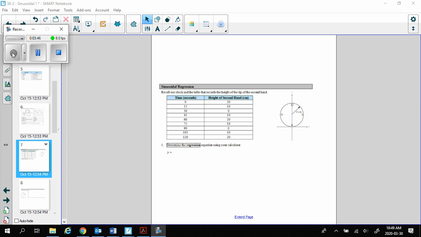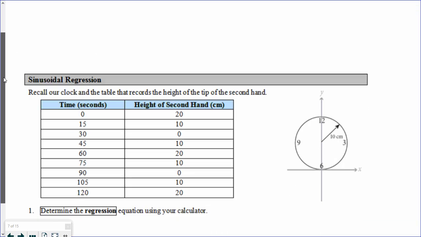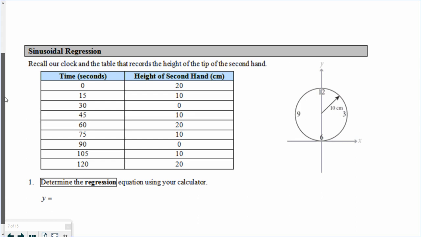So we're going to do regressions the same way that we did in the last part again. So it says recall our clock and table that records the height of the tip of the second hand. So again, that's looking at the second hand. How high is it from the x-axis? So we figured when it is pointing straight up, the length of the hand is 10 centimeters. So it would be 10 centimeters plus 10 centimeters, which is 20 centimeters. And so that would be found at the 60, at the 0, at the 120.